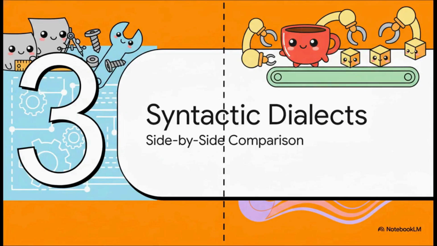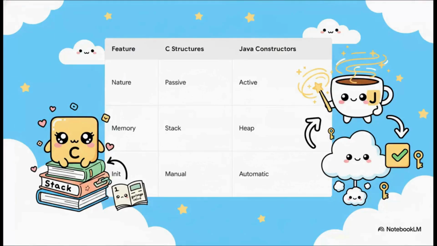Section 3. Syntactic dialects compared. Okay, let's pull everything we've unpacked today into a master comparison. What are they? Well, C gives us a passive data container, while Java gives us an active specialized initialization function inside a class. Where do they live? C is usually allocated instantly on the stack, whereas Java is allocated dynamically on the heap.